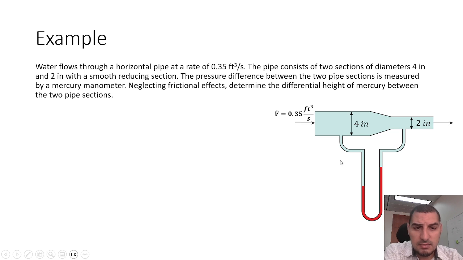Okay, this is a mercury manometer, and we are neglecting the frictional effect. We want to find the differential height. What is this difference in height in the mercury manometer between the 2 sections? So this problem is combining fluid statics, which is this part that takes into account the pressure difference between these 2 points, and the Bernoulli equation that we can apply to this part of the system.